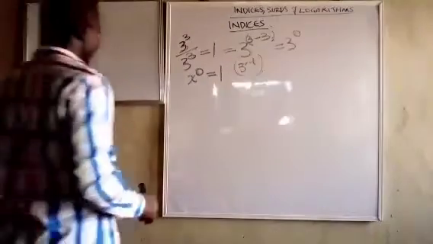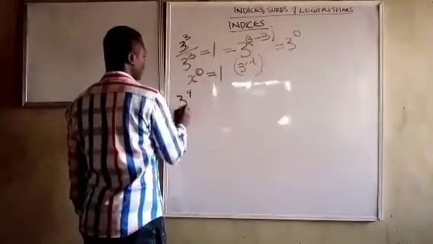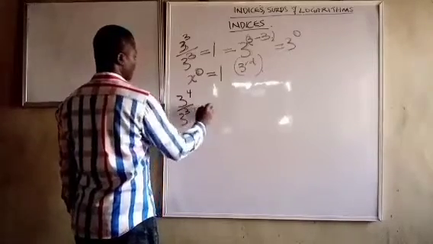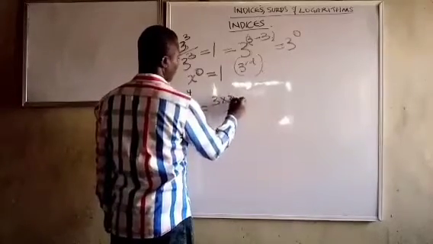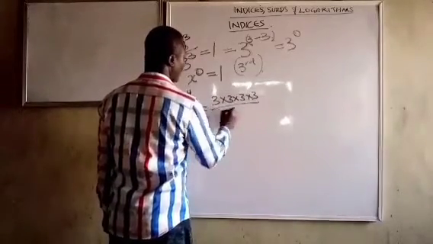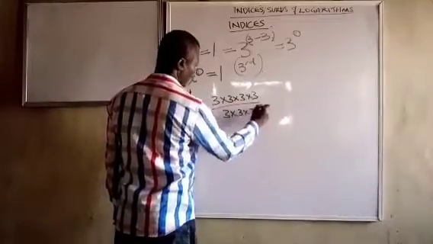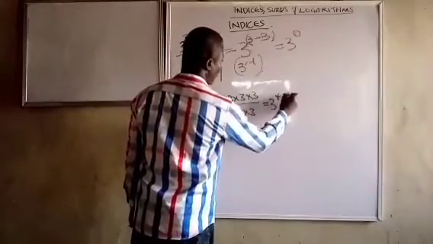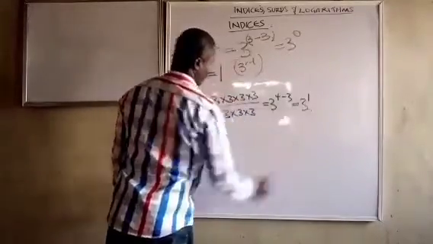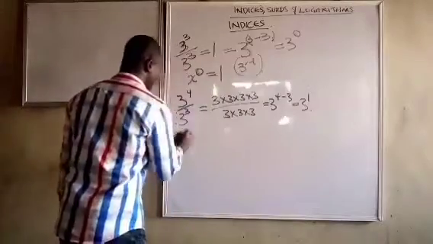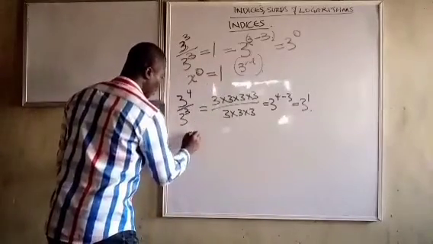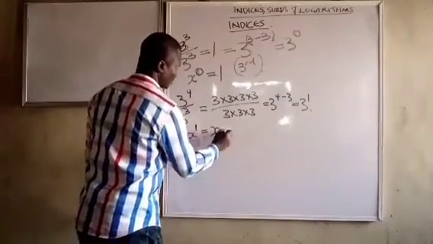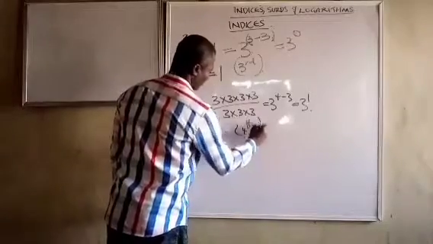So from this, let's look at another one. 3 raised to power 4 over 3 raised to power 3. That will be 3 times 3 times 3 times 3 over 3 times 3 times 3, which is equal to 3 raised to power 4 minus 3, 3 raised to power 1. So if you look at it, any number raised to power 1 equals that number. Therefore, x raised to power 1 is equal to x. Let's make that one the fourth.